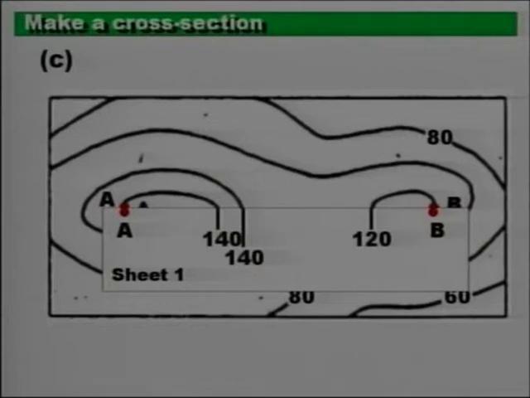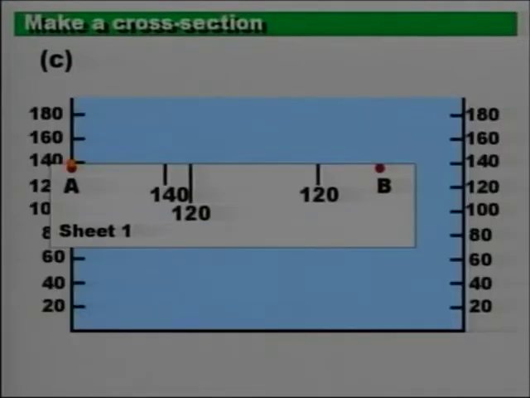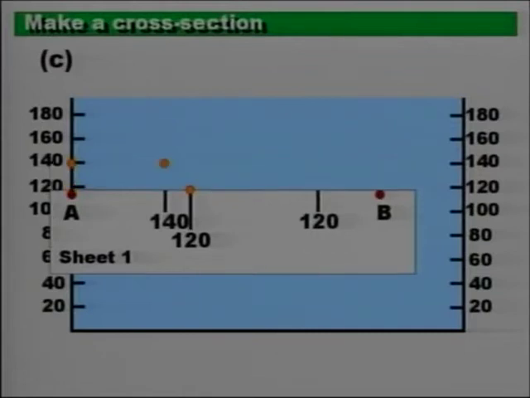Heights and features labeled on your piece of paper. Plotting after we constructed the framework, 140. A should be right where 140 is. You double check. The next point will also be 140. You check. The next dot will come down now to 120.